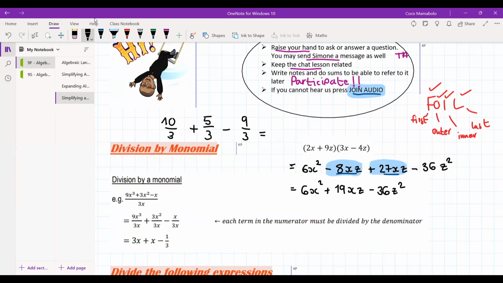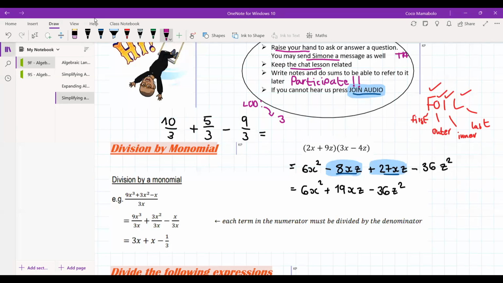I need you guys to do this fraction sum for me quickly. We know that when we're adding and subtracting fractions, we're always going to look for an LCD. And in this case, I'm being very nice. I've given you guys the LCD. The LCD is 3.